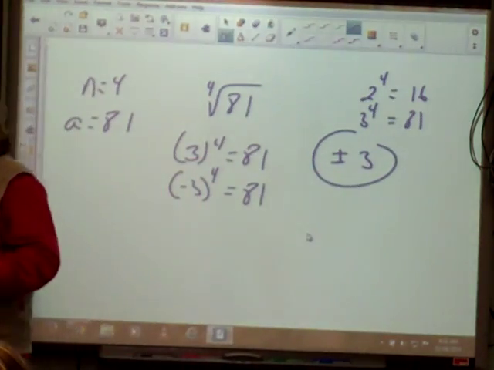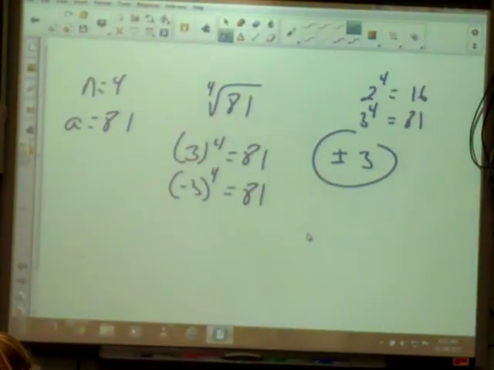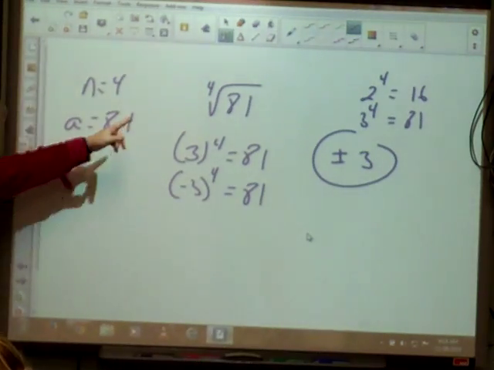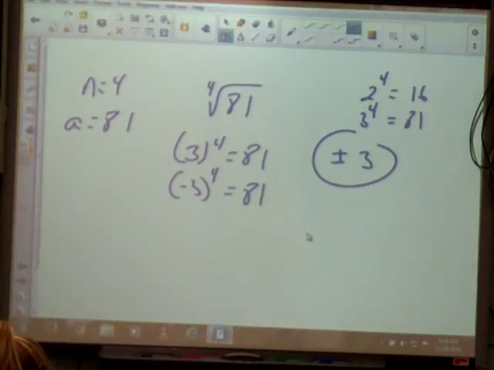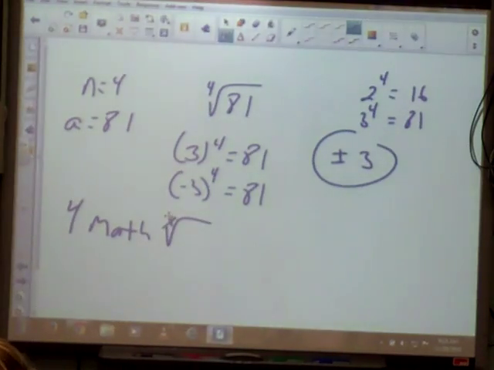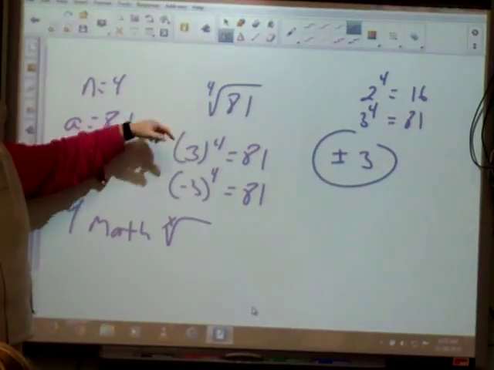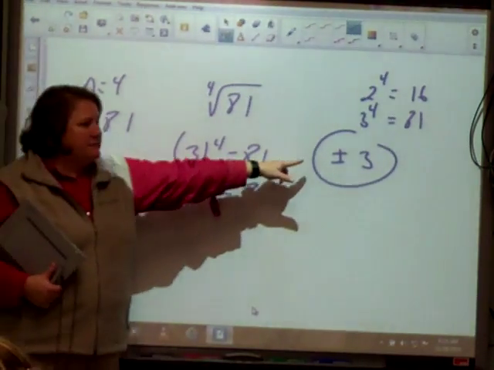Now, to do that one on your calculator takes a few more steps because there's not a fourth root button. On your home screen, you're going to push 4, then you'll hit math, and then move down to the one that's got a variable in it. And then type in your 81. Now the bad news is it only gives you the positive one on that. So you've got to remember that it's positive and negative.